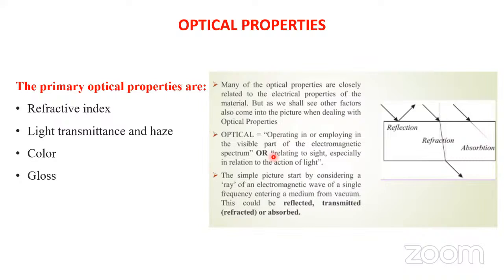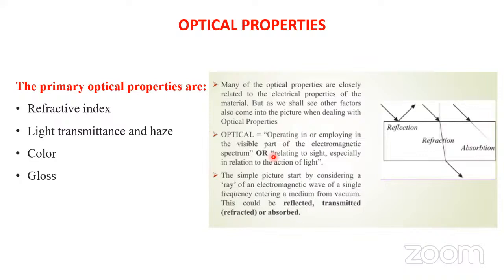Refractive index is the refraction of light rays through your polymeric system, which is generally called the refractive index. Then light transmittance and haze. Light transmittance means the transparency we talked about now of the polymeric material, which is the transmittance of light through your polymeric material.